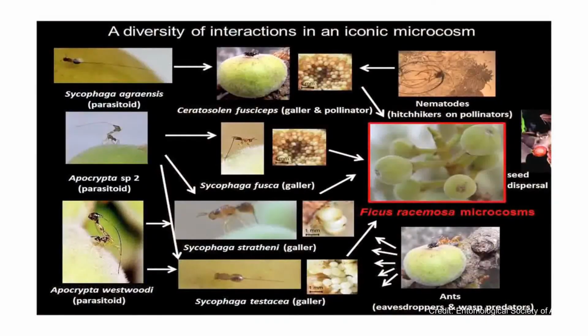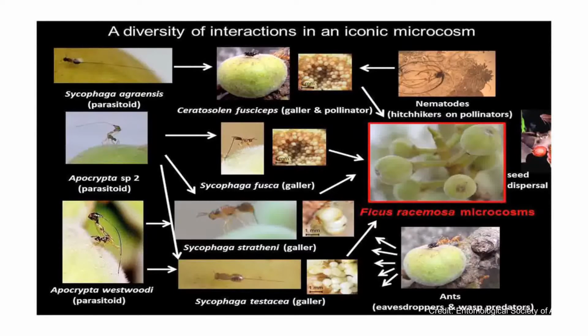The fig and fig wasp system is very old. It's believed to have evolved somewhere around 80 million years ago. So from 80 million years, the fig and the fig wasp have been very closely associated. So the fig symbiosis is all about figs developing nurseries for fig wasps.